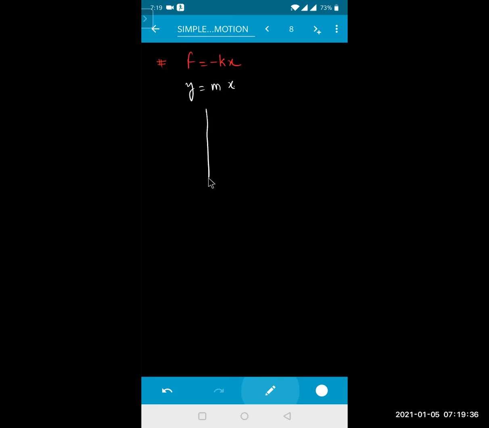So if I'm taking the graph like this, on the y-axis what will we be taking? Force. On the x-axis we are taking x. There is no constant, but the slope is negative. Slope is negative means what? It should be something like this. Because if it is in the second quadrant, then only the slope will be negative. Slope is nothing but tan theta. So here this force is F = -kx.